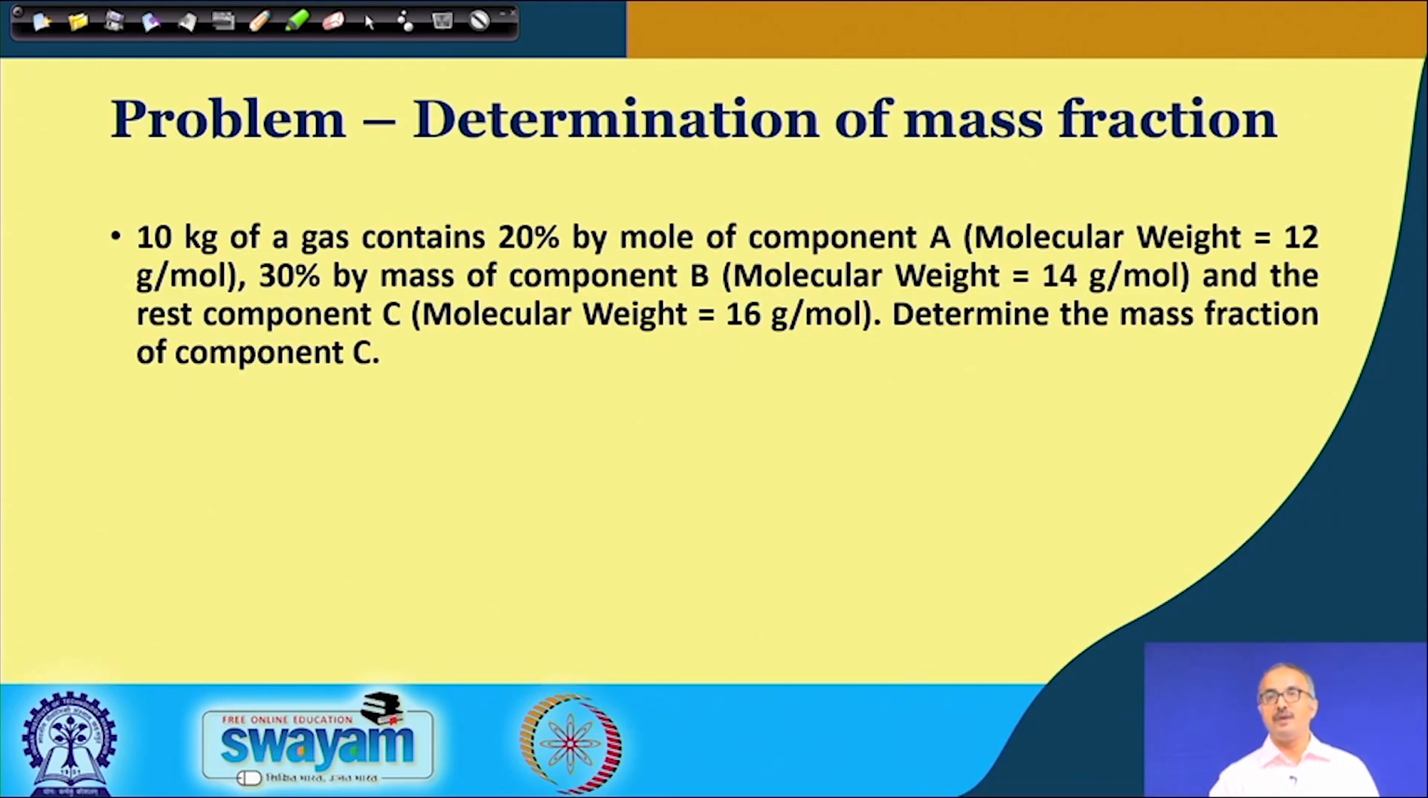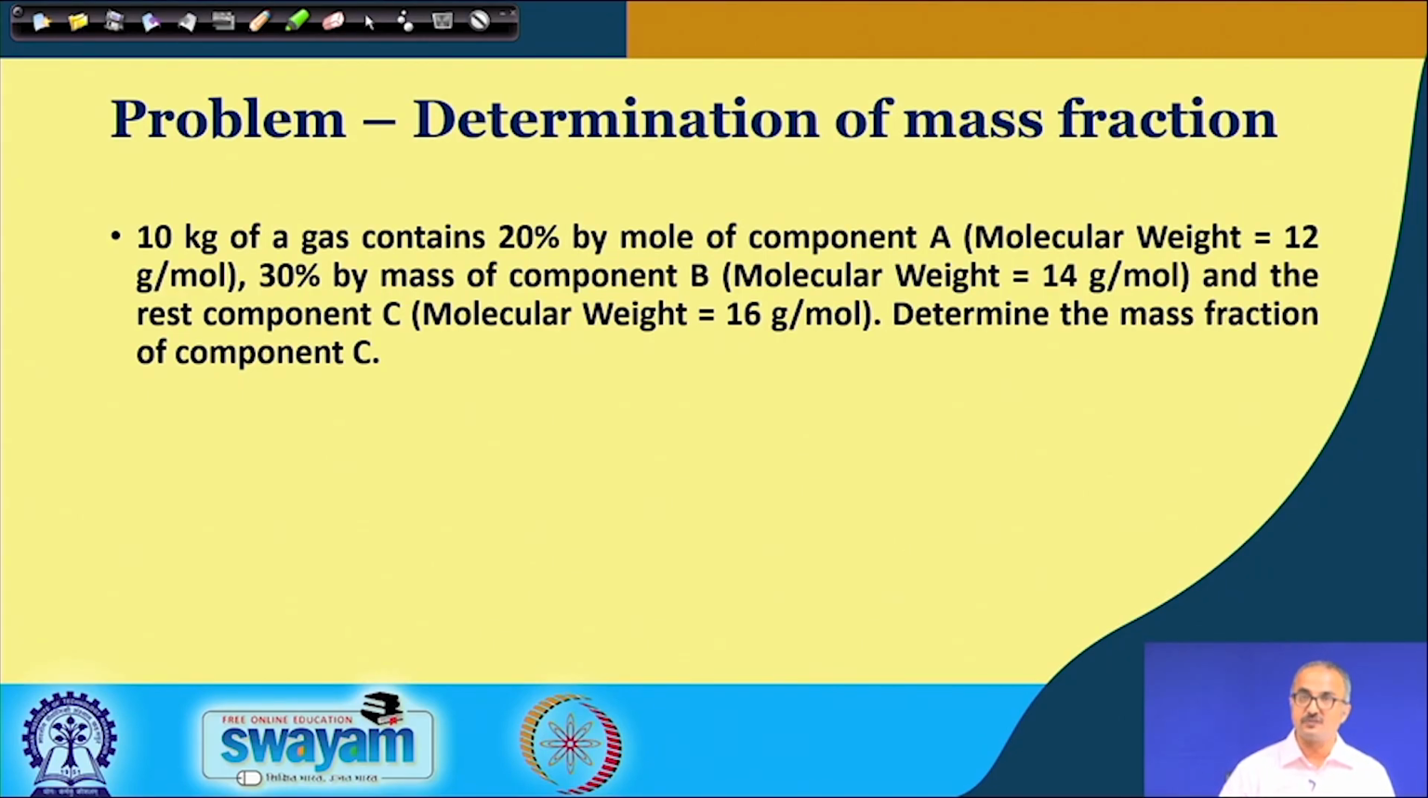Now, let us go to another representation of the concentration, that is the mass fraction. So, here we have been given that 10 kg of a gas contains 20% by mole of component A, and the molecular weight is 12 gram per mole. 30% by mass of component B, molecular weight is 14 gram per mole, and the rest component is C, molecular weight is 16 gram per mole. So, we have to determine the mass fraction of component C. So, that means here we have been given the mole fraction of one component, mass fraction of another component, okay, and we have to determine the mass fraction of the third component.